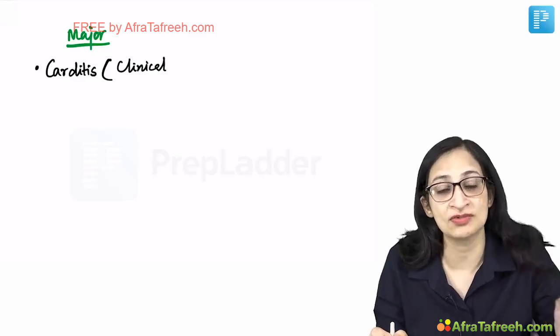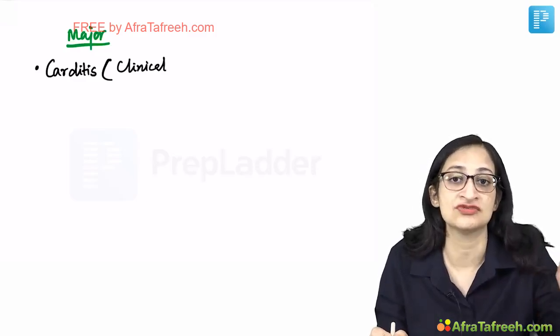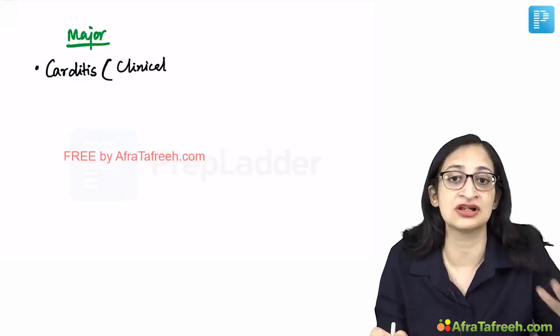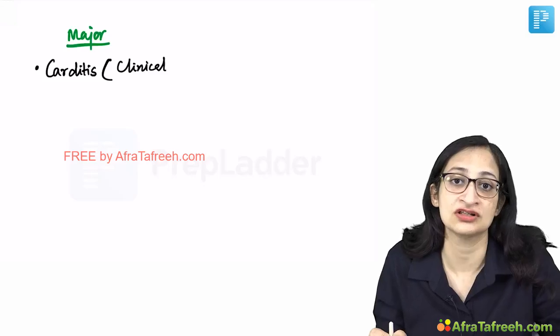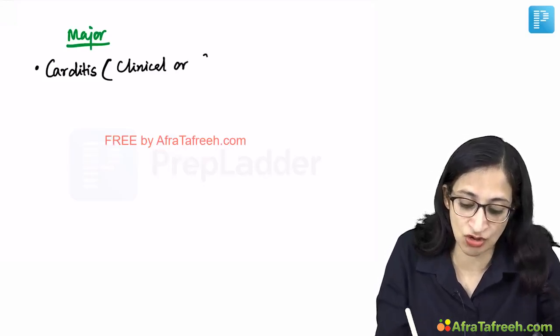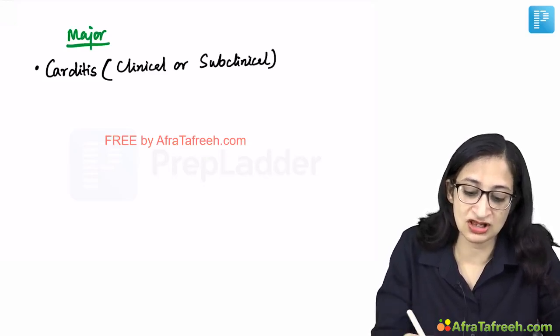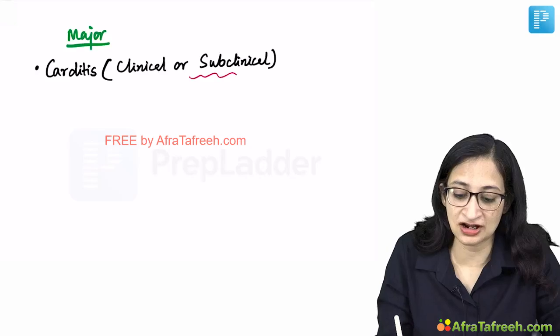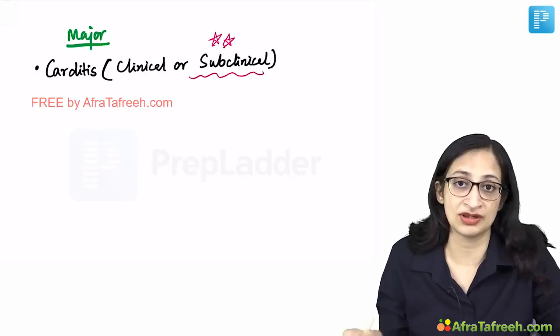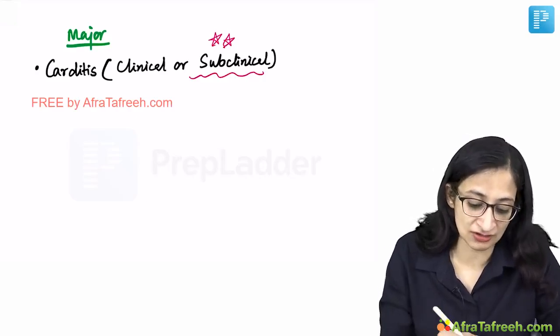Even though there is no murmur, no congestive heart failure, no other clinical features of carditis, we still take the echocardiographic evidence, or subclinical carditis, as a part of this criteria. So carditis, clinical or subclinical. Subclinical carditis is again a latest addition in the 2015 criteria. Then you have arthritis.